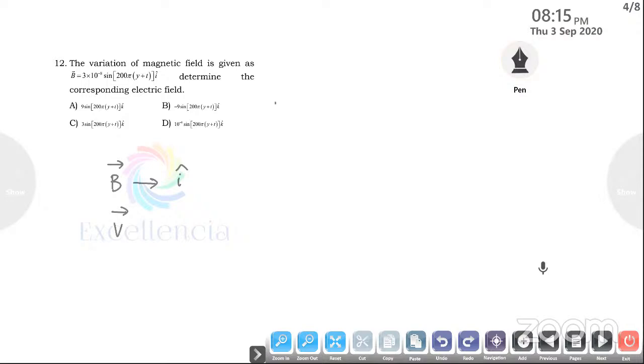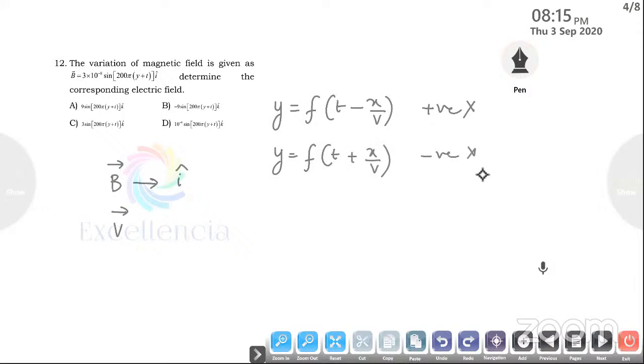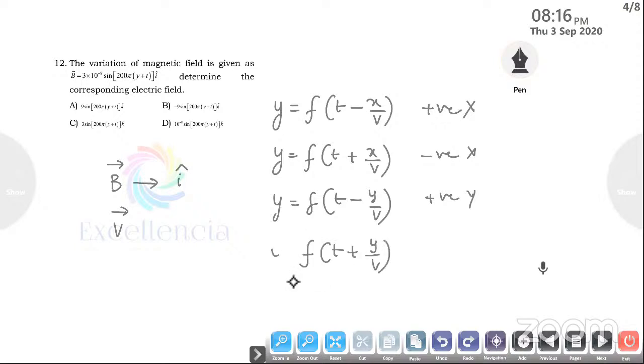Whenever we have a function like y is equal to f of t minus x by v, we say the wave is moving along positive x-axis. If we have a function f of t plus x by v, we say the wave is moving along negative x-axis. If we have f of t minus y by v, we say the wave is moving along positive y-axis. Likewise, if it is f of t plus y by v, then we say the wave is moving along negative y-axis.